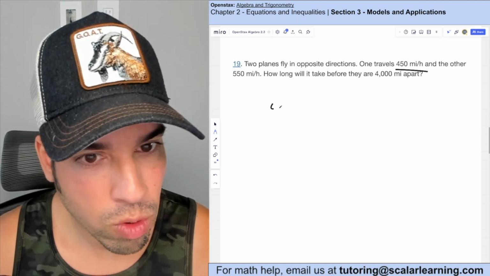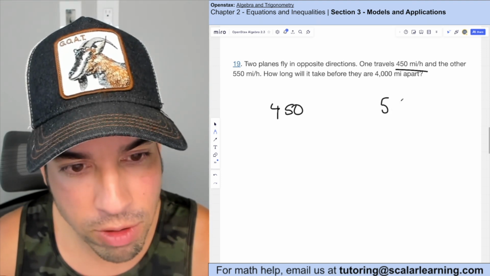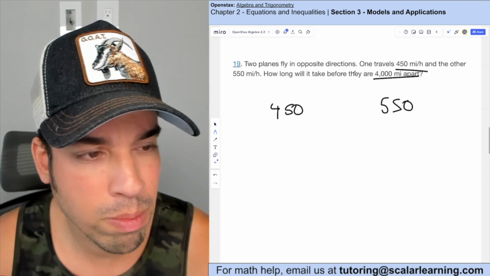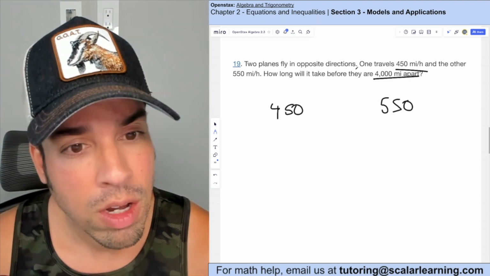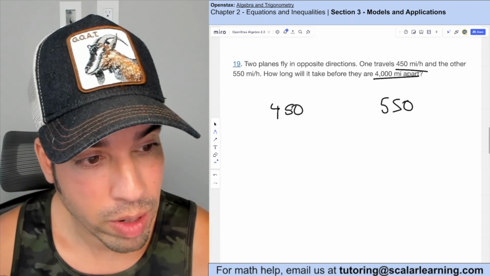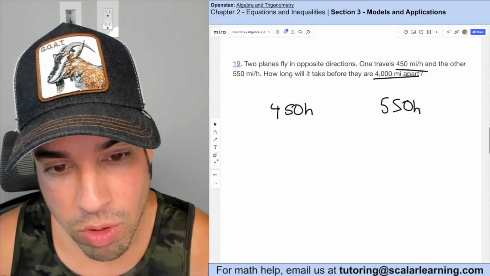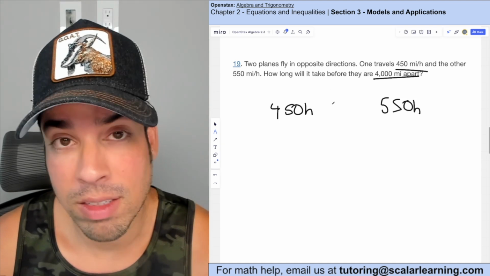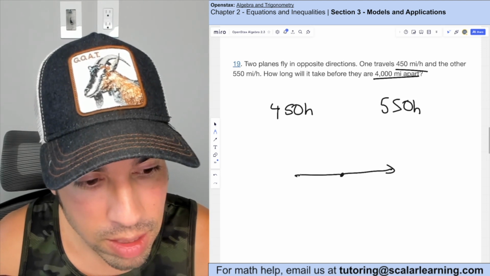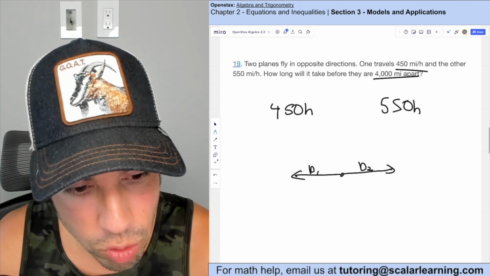Two planes fly in opposite directions. One travels 450 miles per hour. The other one travels 550 miles per hour. How long will it take before they are 4,000 miles apart? And they're going in opposite directions. So check this out. If we're flying this per hour, to get the distance, we do rate 450 times the number of hours. This one is, again, a rate times the number of hours. Now, these distances, right, we're adding them together because if you think about it, one's flying this way, one's flying this way. So their total distance apart would be distance 1 plus distance 2 from that starting point.